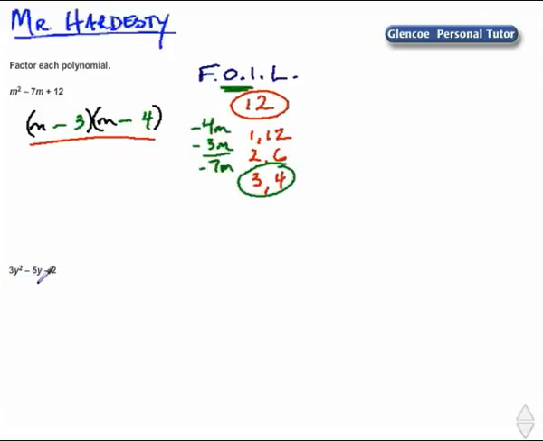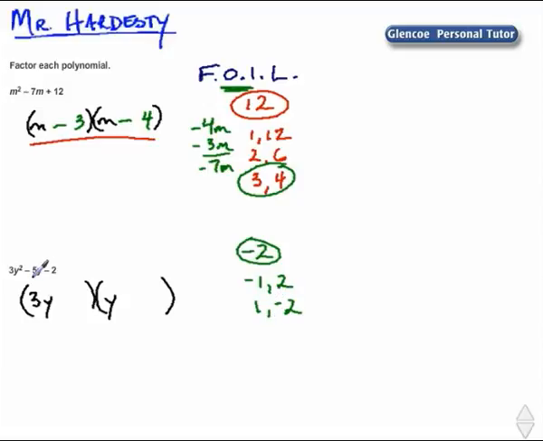3y squared minus 5y minus 2. Reverse FOIL. First times first, 3y times y to get us 3y squared. There are no other factors to put together for first times first to get 3y squared. Let's go down to last. We're to get negative 2. Negative 2, not a lot of options here. Negative 1 times 2, 1 times negative 2, those are our options.